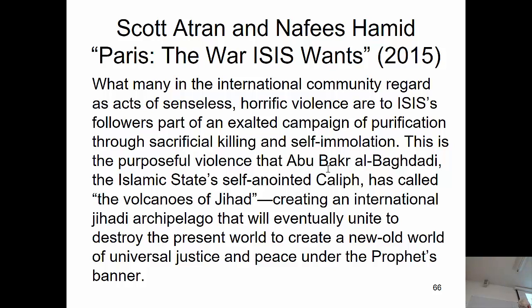So these are not acts of senseless, horrific violence. They're not even, according to Atran, primarily religious in their motivation. Rather, they are creating something, an international jihadi archipelago that will eventually unite to destroy the present world to create a new old world of universal justice and peace under the Prophet's banner. Now, the important thing is that these are small groups who gain group cohesion by the fact that their team is really wonderful.